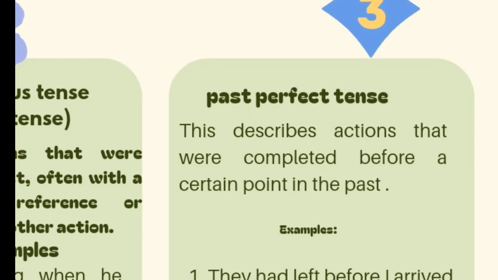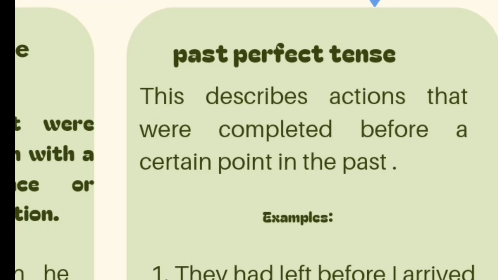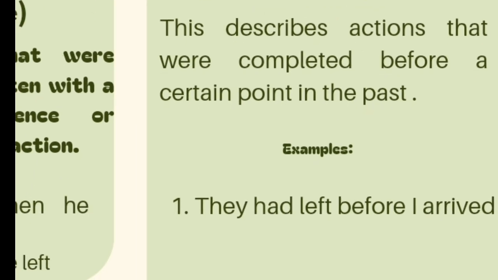We have the past perfect tense. Now, this describes actions that were completed before a certain point in the past. Example, they had left before I arrived. Actions that take place before an occurrence in the past. They had left before I arrived. All right, so let's delve into the last but one.